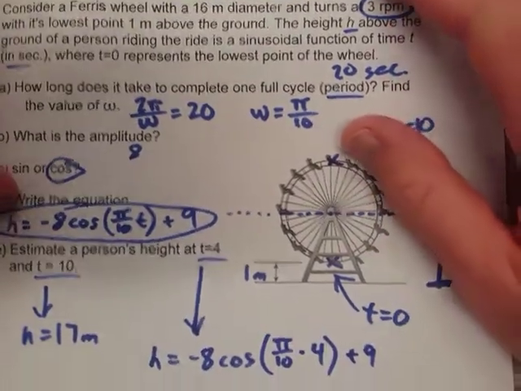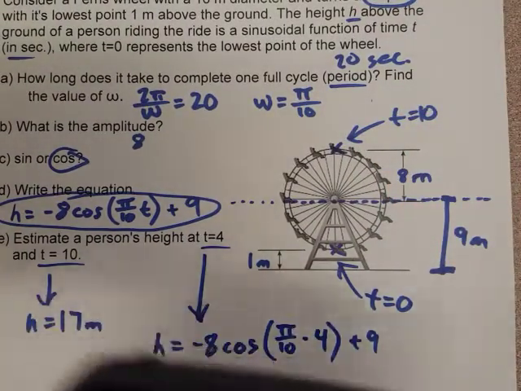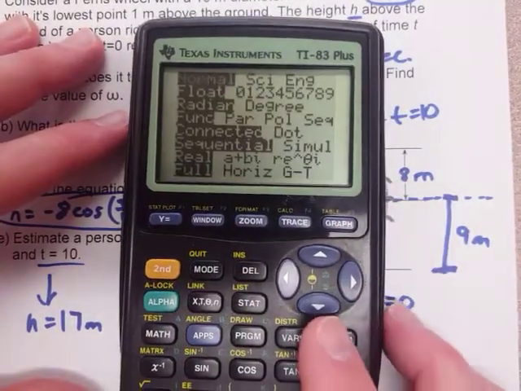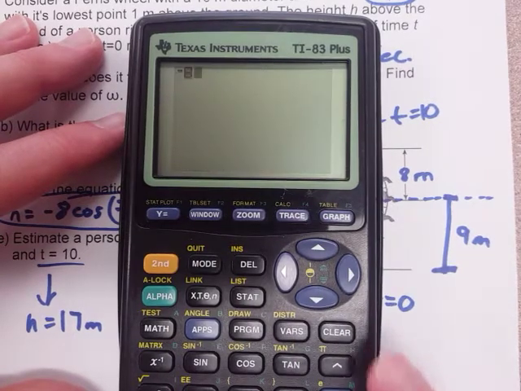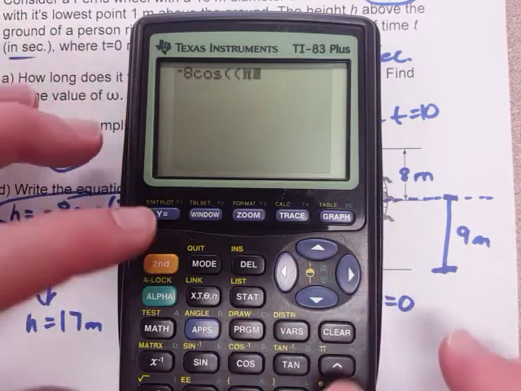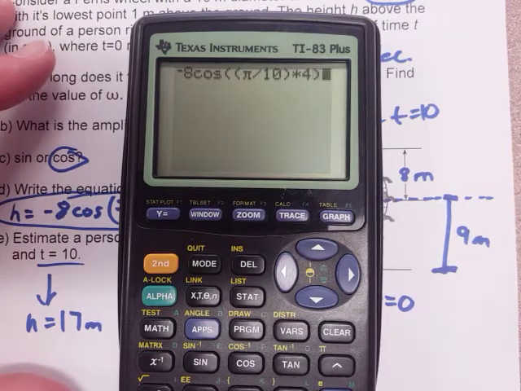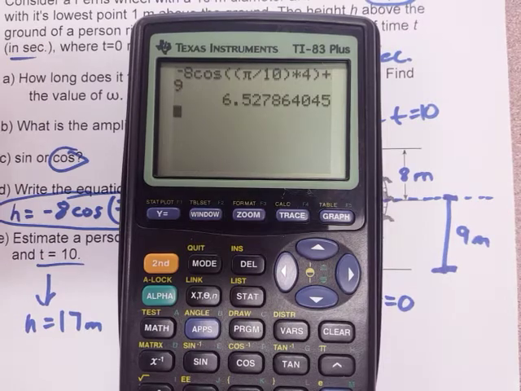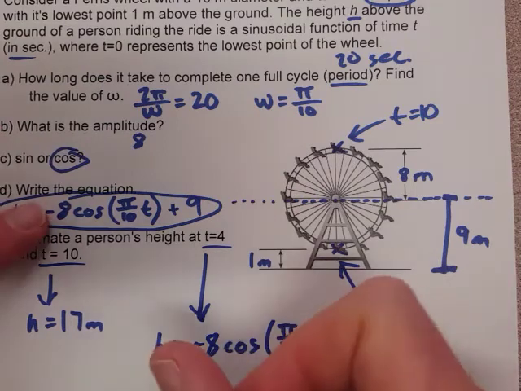Oops, sorry, I didn't show you that. That's all we'll need to do, just plug it in. So make sure, in this case, we have to be in radian mode, so please make sure that's selected. And so we'll do -8 cosine of pi divided by 10 is our coefficient times 4, close off the parentheses, and then plus 9 on the end. So we've got about 6.53 as our height there.